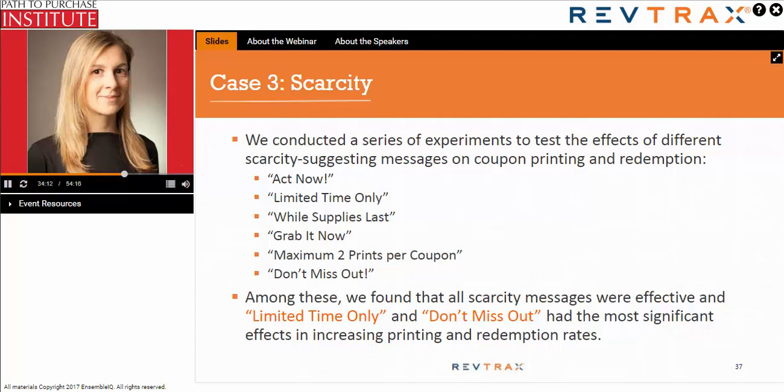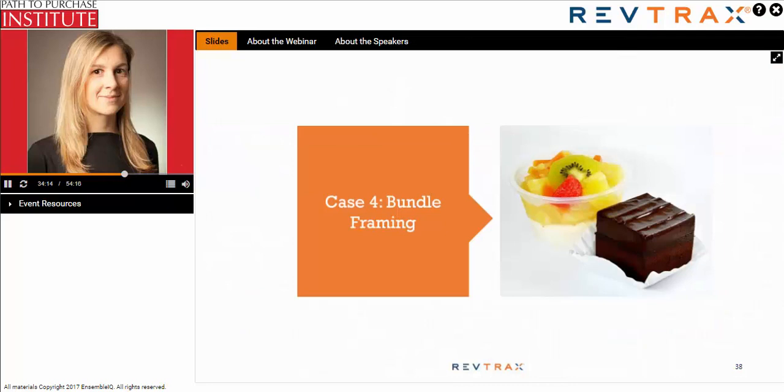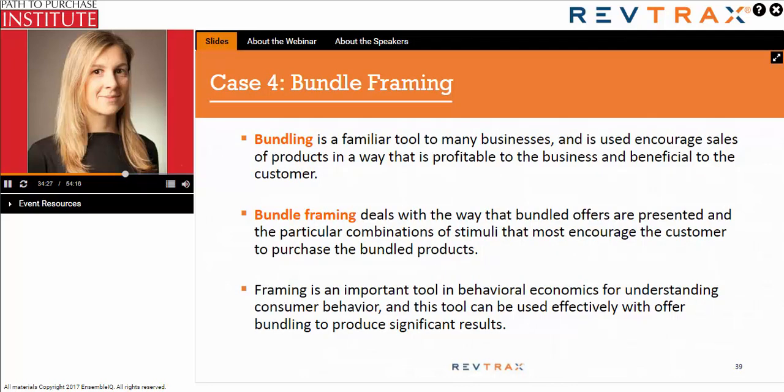Okay, and then the last thing, the fourth case that I want to cover is bundle framing. Bundling is a pretty familiar tool to many businesses, and it is typically used to encourage sales of products in a way that is profitable for businesses, but at the same time beneficial to the consumer because it simplifies choice.